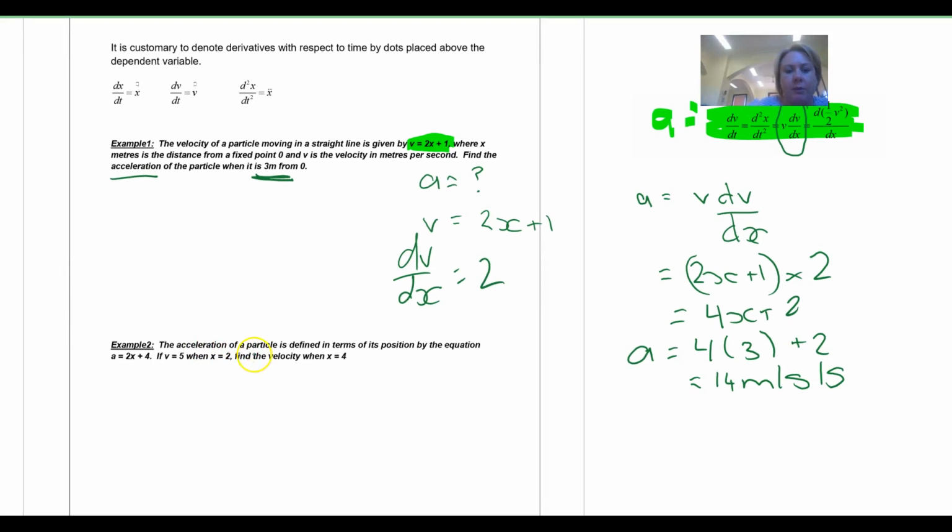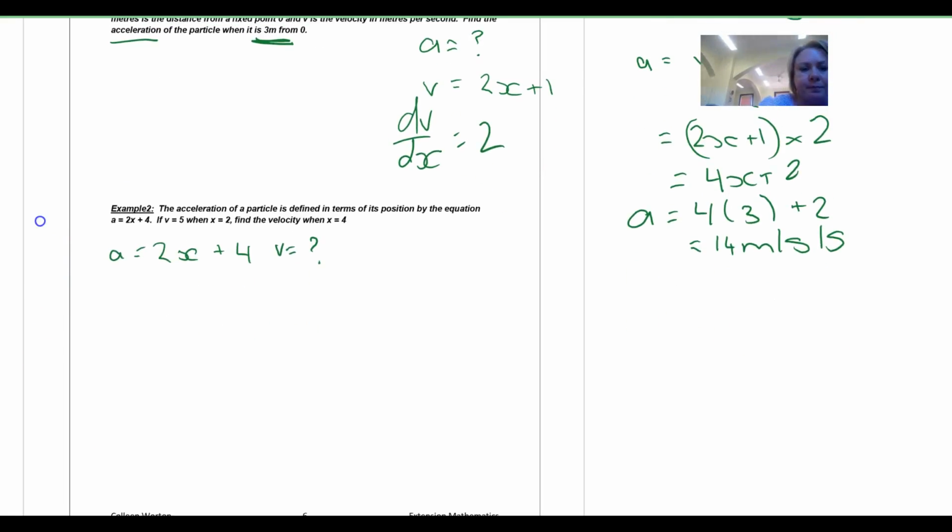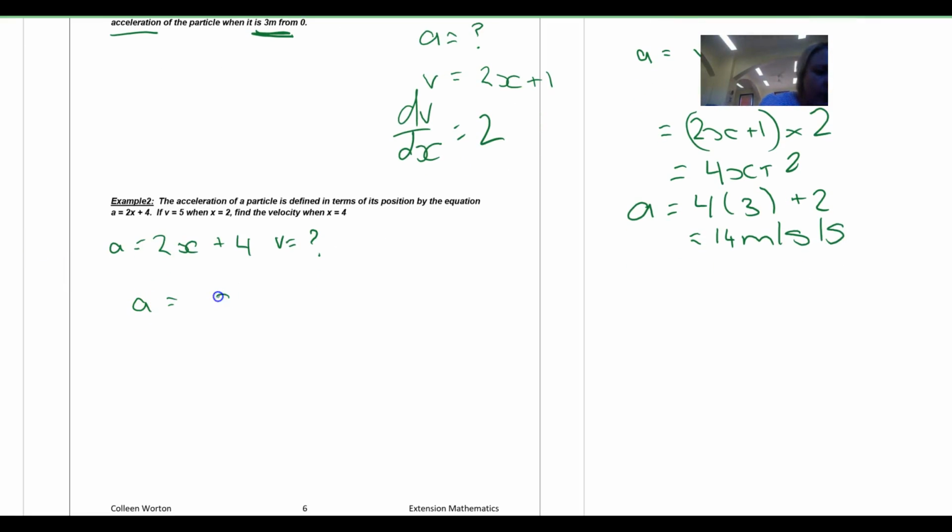in example 2, it says the acceleration of the particle is defined as, so a is in terms of x, and I want v. So a, x, v. I could use this one, but I don't have dv/dx. I can only use this one. So let's write it out. a equals d of half v squared/dx. Now I know a is 2x plus 4, which is equal to the differentiation.